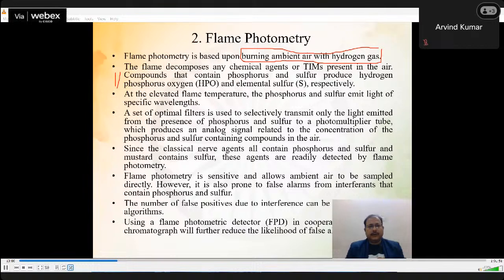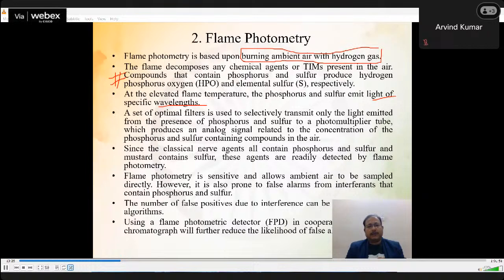With the help of this mechanism, you can easily ascertain that burning is there. What will be released? They will release HPO, hydrogen phosphorus oxygen, and elemental sulfur. So with this mechanism, you can easily ascertain what type of agents are there. At the elevated flame temperature, the phosphorus and sulfur emit light of specific wavelengths, which again gives us a direction: this type of wavelength shows this type of chemical.